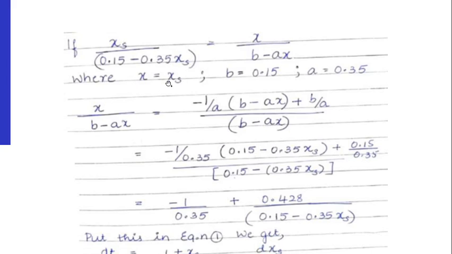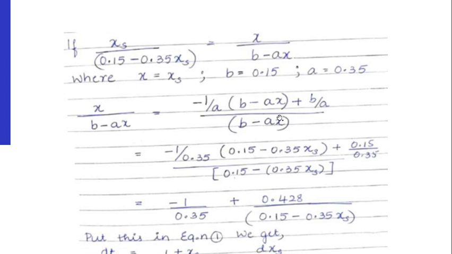Here it is written, x is equal to xs, a is 0.35 and b is 0.15. So how can we write it? x divided by b minus ax. This equation is the second equation in integral form there. So I'll write it as x by b minus ax. Now we'll have to simplify that.